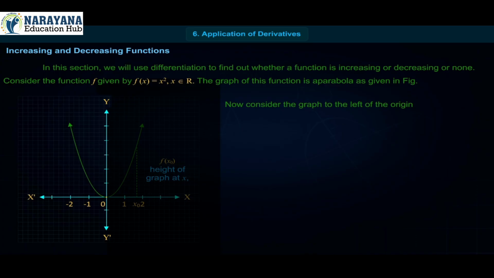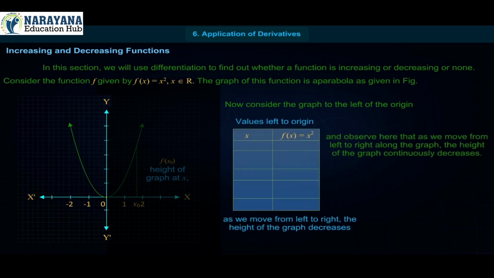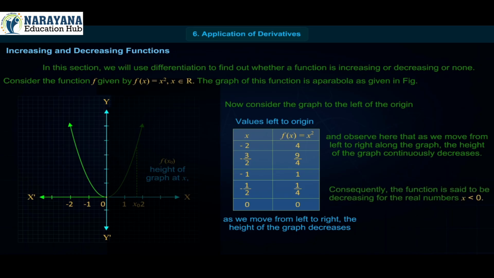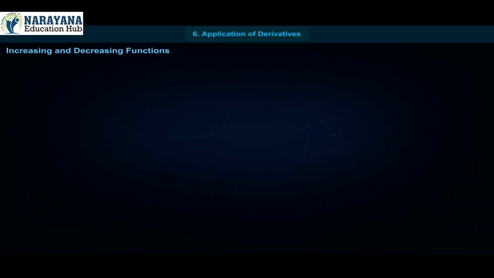Now consider the graph to the left of the origin and observe here that as we move from left to right along the graph, the height of the graph continuously decreases. Consequently, the function is said to be decreasing for the real numbers x less than 0.